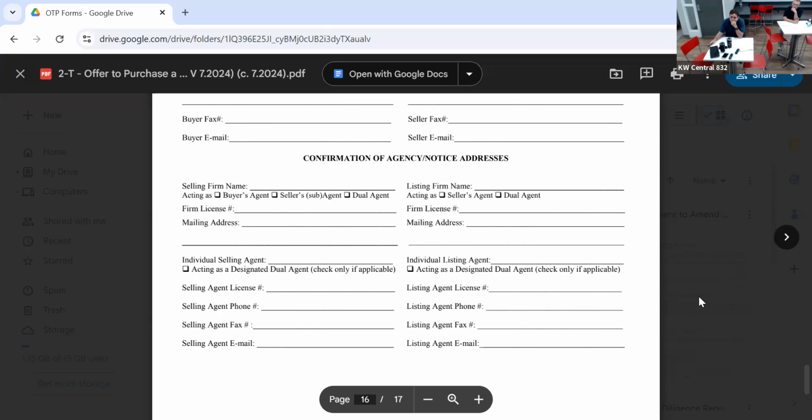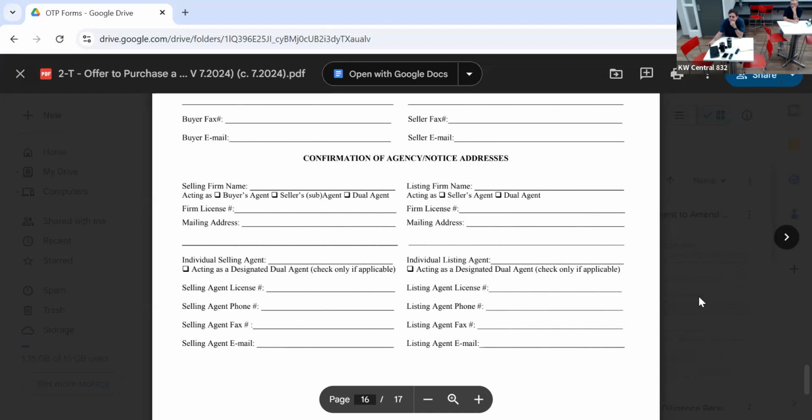So Katrina is the buyer's agent, and Pete and Beth are the listing agent. Which one of these boxes here and here are we going to check? Selling on the buyer side and selling on the right. Wouldn't we be dual? Right, because of the Keller Williams firm.